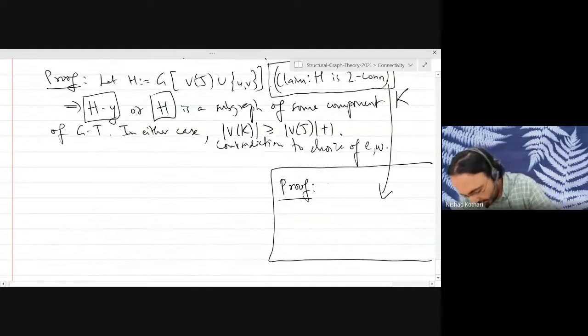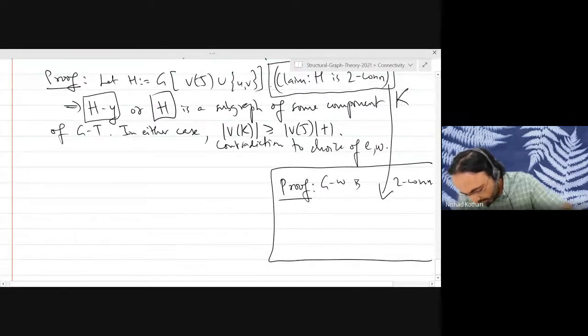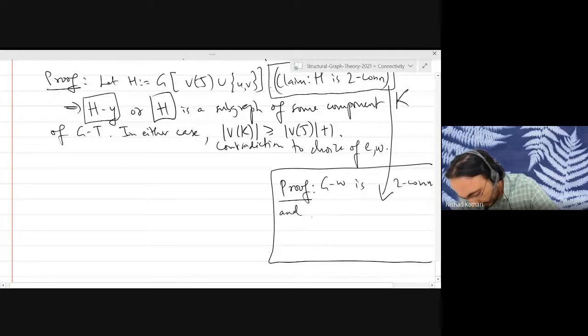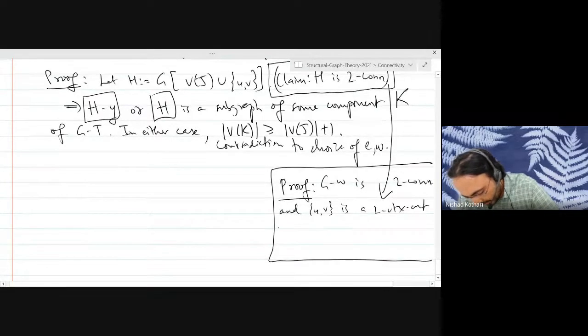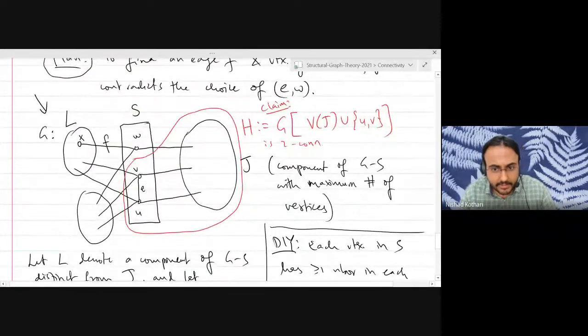Let's write this down. G minus W is 2 connected because G is 3 connected, and UV is a 2 vertex cut in the graph G minus W. So if you have a 2 vertex cut, then you can use the theory from 3 connected graphs part 1. You can take the UV components of this graph. They will be 2 connected, the marked UV components.